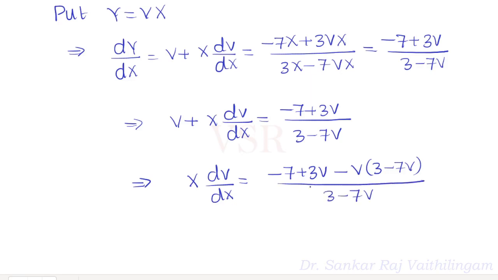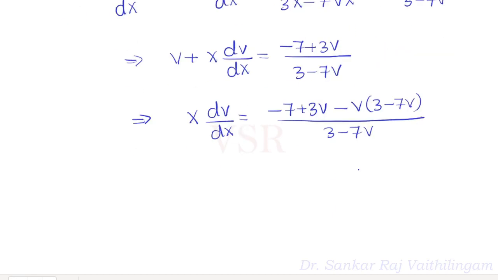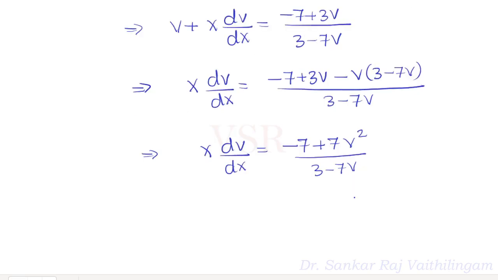Two steps are needed: this has a minus v, then I take the LCM. So x dv by dx is equal to minus 7, plus 3v and minus 3v cancel. Then minus minus becomes plus, so plus 7v square. Minus 7 plus 7v square divided by 3 minus 7v. Now take the 7 common.